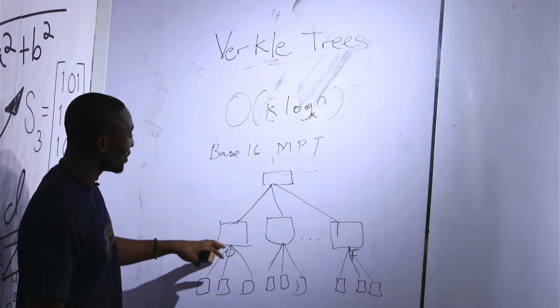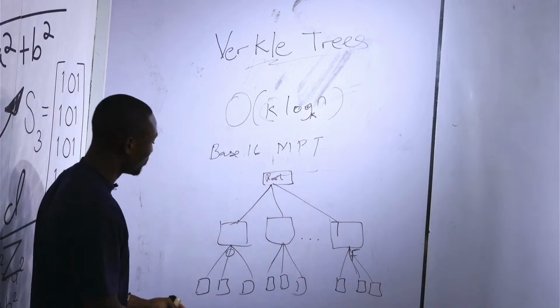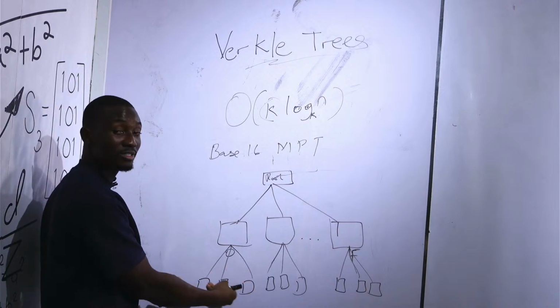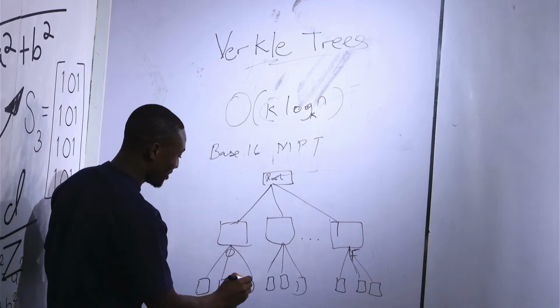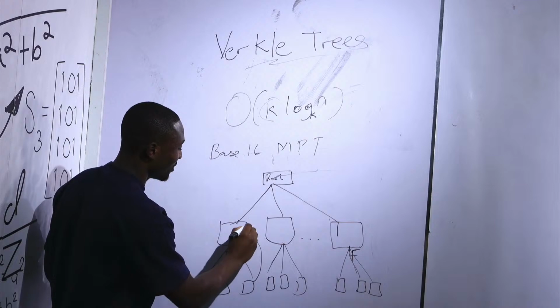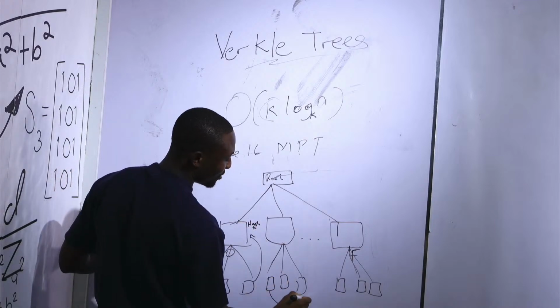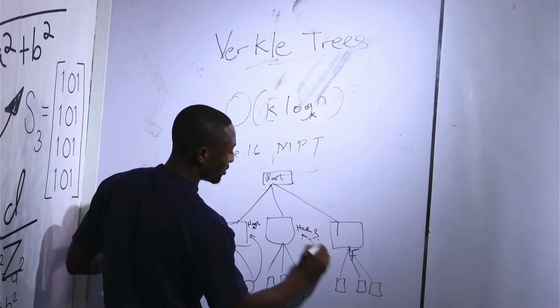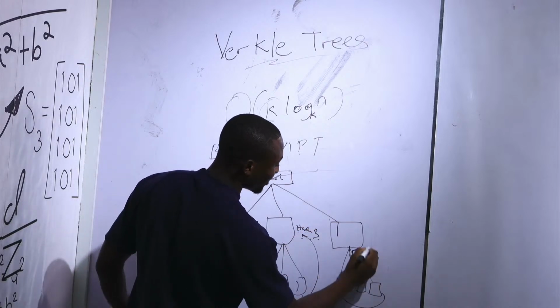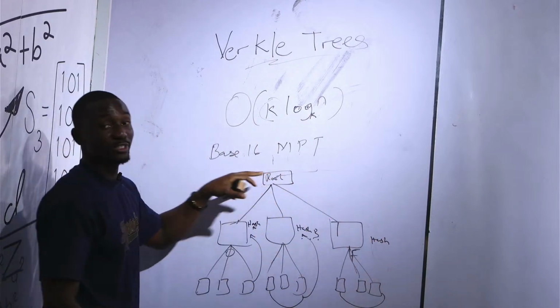So let's say you want to calculate the root's commitment. You have to hash all these branches and feed it as the value for this. The hash of this will be the value for this. Then the hash of all this will be the value for this. So it's recursively hashed to the top to generate the root hash.